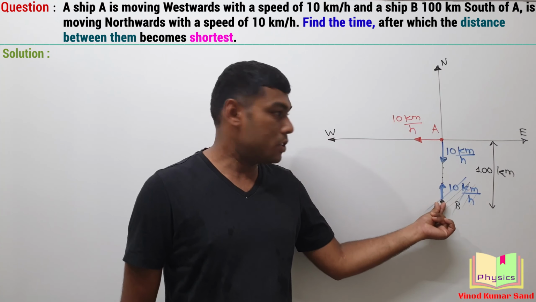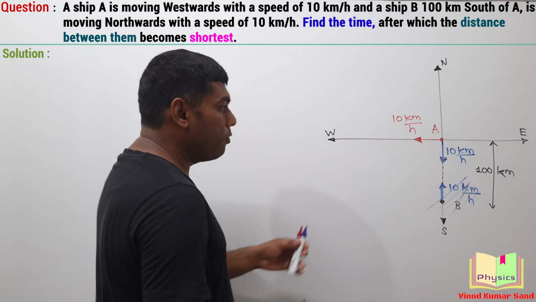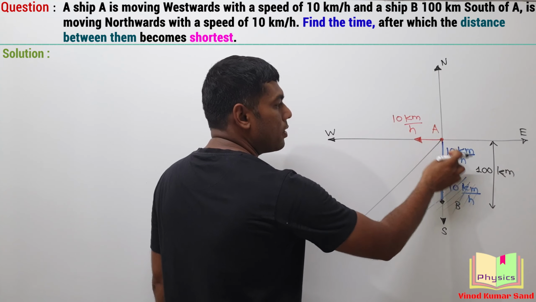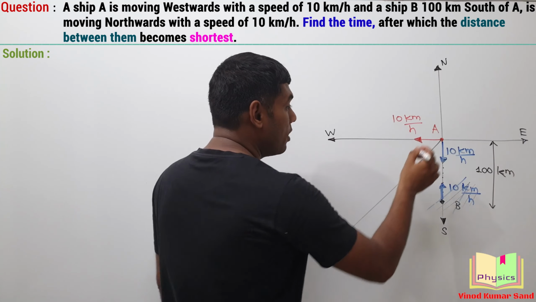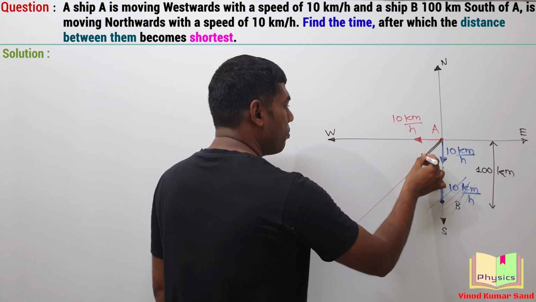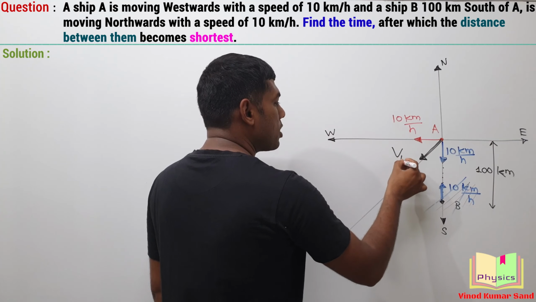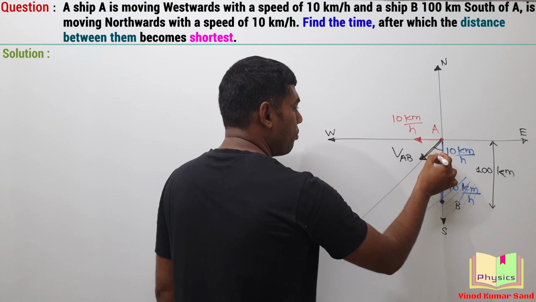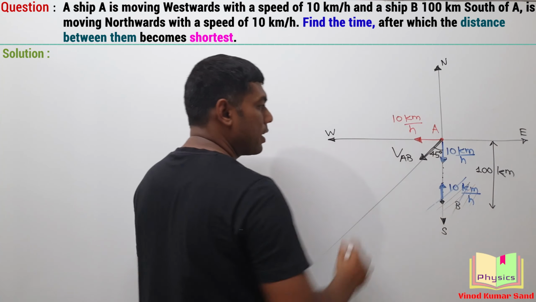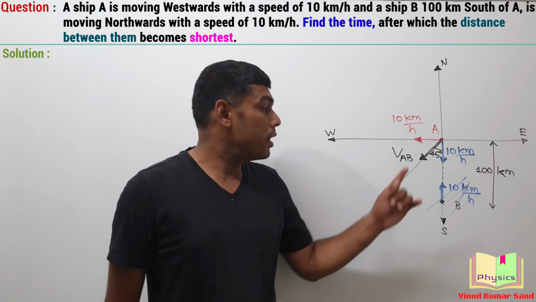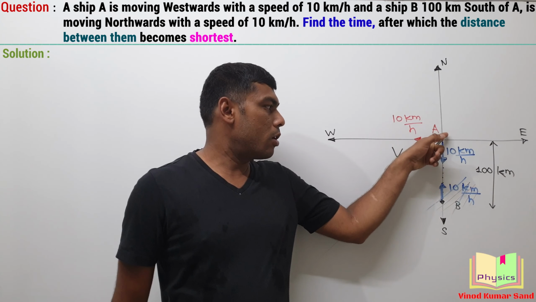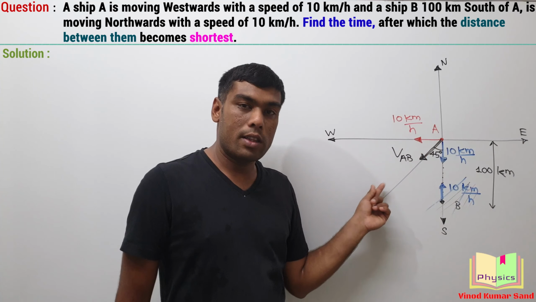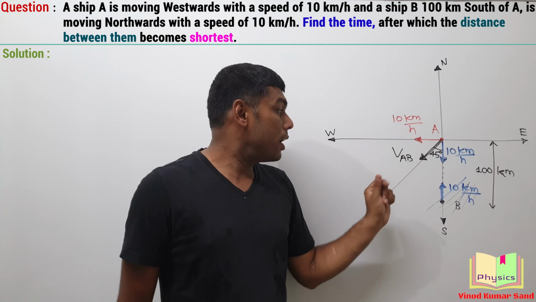B is at rest and the A will move along this straight line. These two components, they are equal. So the velocity of A with respect to B will be directed here at an angle 45 degree like this. You agree? Two rectangular components of a vector are equal. It means that vector will be directed along the angle bisector.